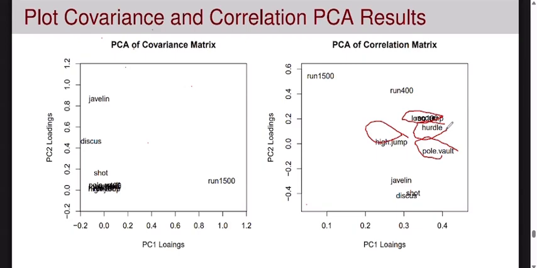Incidentally, these are field events, right? You can see they cluster around. If you take a look at that, they cluster together, and they have a positive loading on PC1. So take a look at that. They have positive loading on PC1 means, you know what it means?